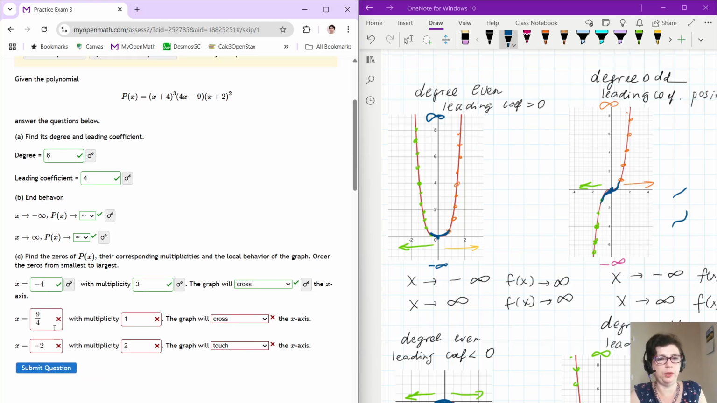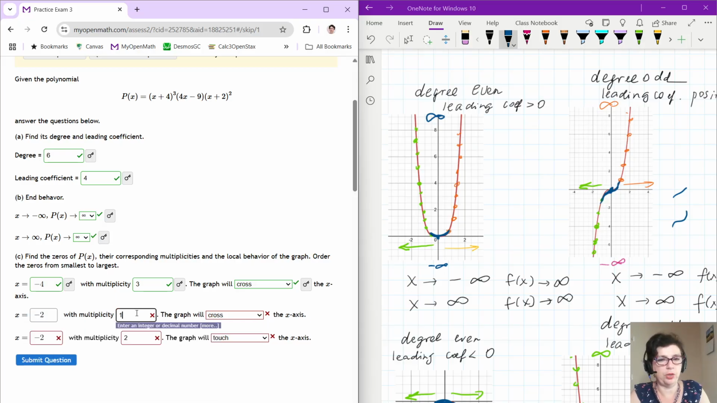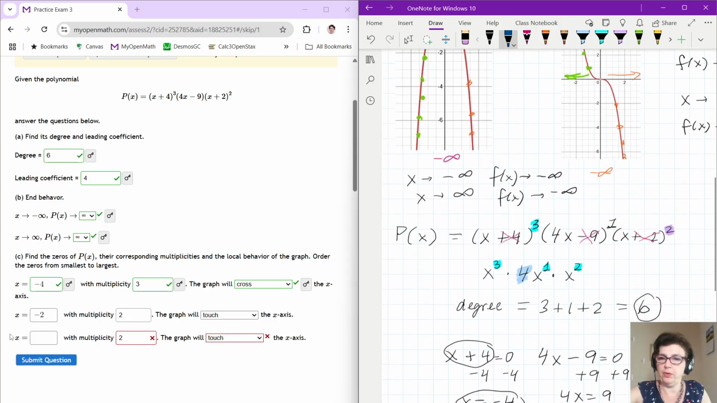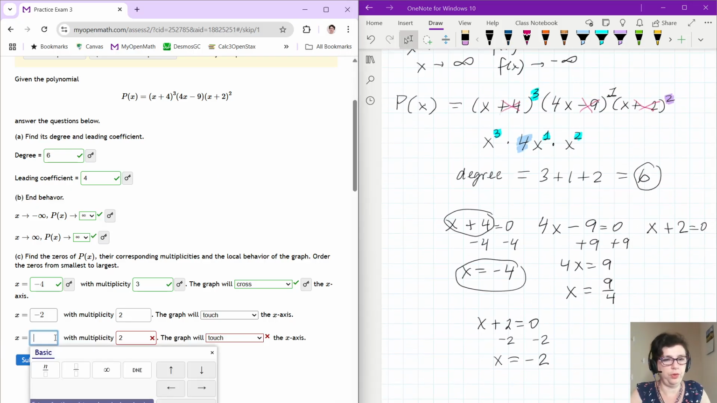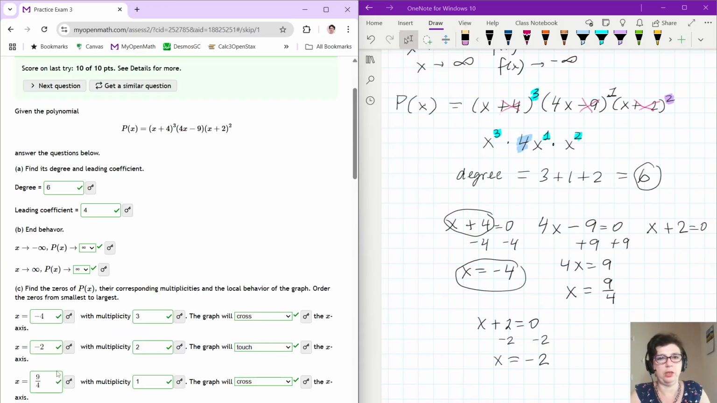Well, I had to order them, and that's something that I did not do. You had to order them from smallest to largest, so beware of that. So actually this one is the other way. This should be touching. I just messed up and did not think of ordering them. So there is 9/4, and of course that is going to be larger. And that one's multiplicity 1, and that one is going to cross. So let's check that out. Now it's correct.